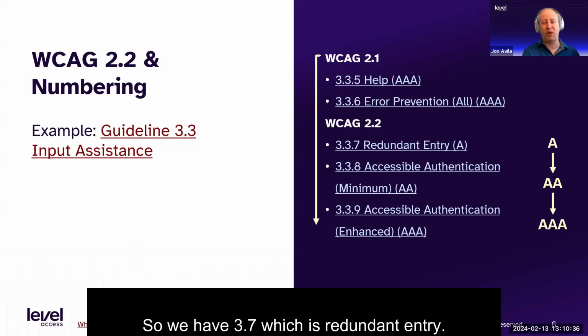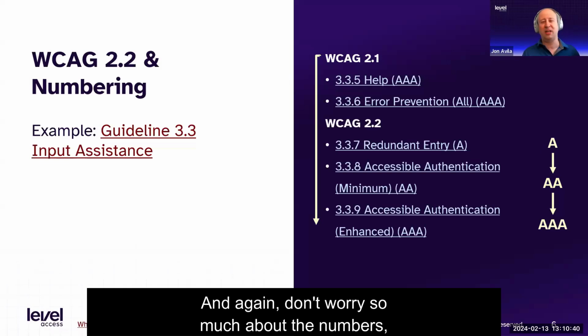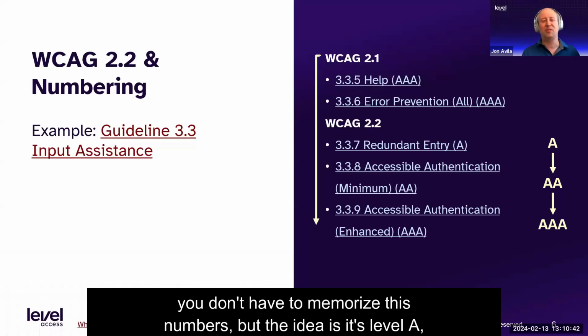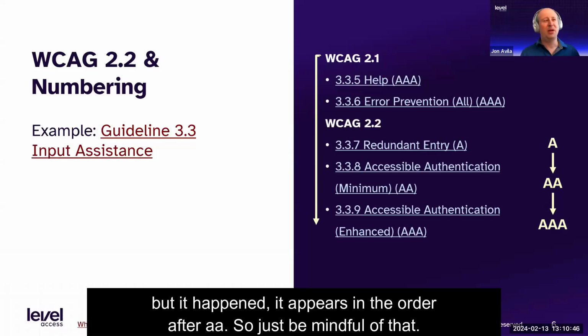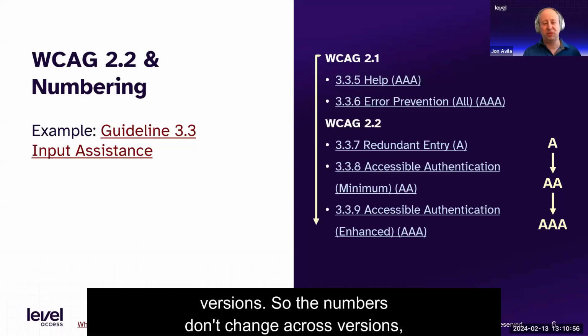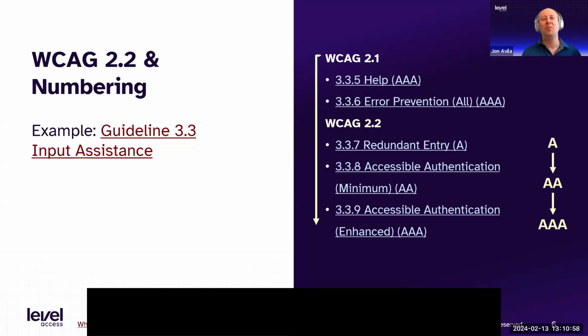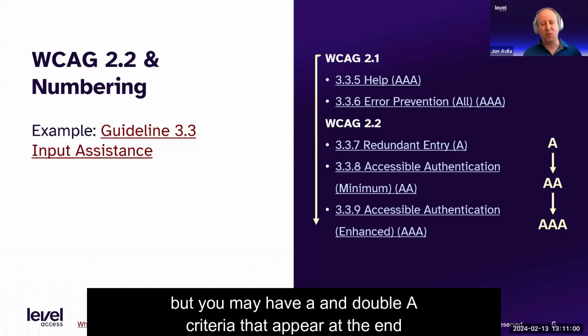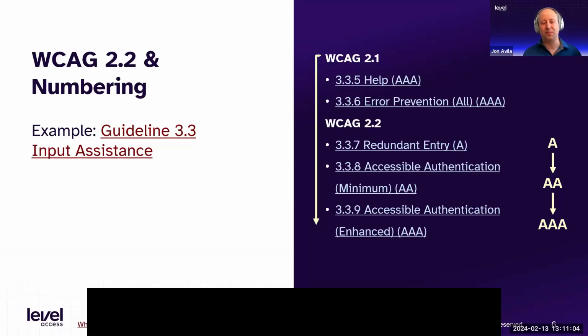So we have 3.7, which is Redundant Entry. And again, don't worry so much about the numbers. You don't have to memorize those numbers. But the idea is it's level A, but it appears in the order after AAA. So just be mindful of that. The only reason this was done was to keep the ordering consistent from previous versions, so the numbers don't change across versions. But you may have A and AA criteria that appear at the end of a guideline.